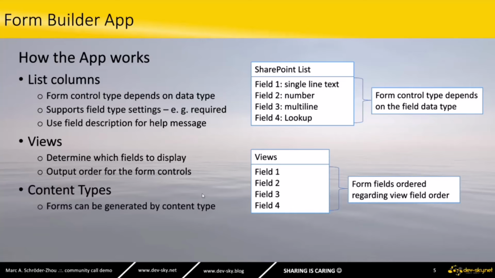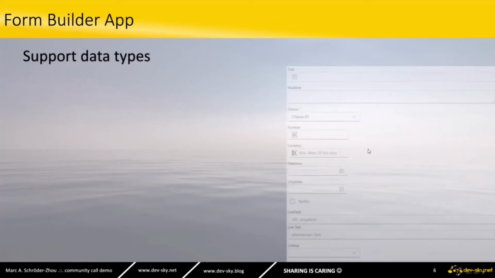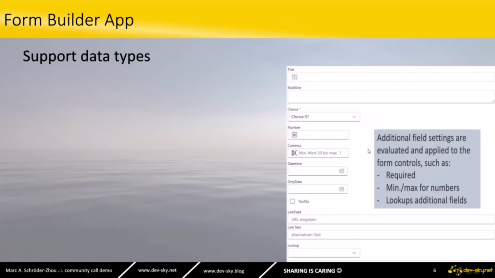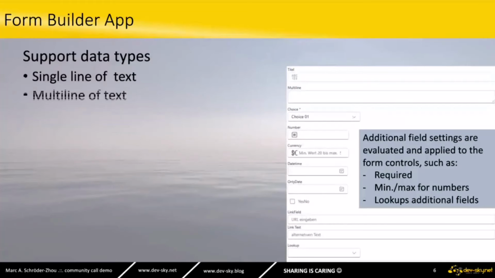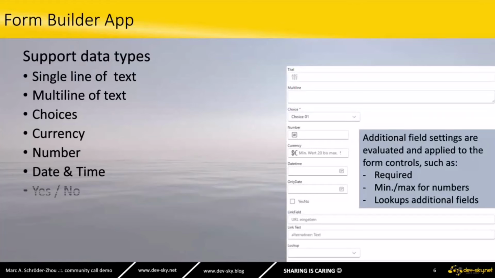And as I already mentioned, the app supports content types in a list. So the user can create a SharePoint list item for a given content type. The app supports almost all data fields. Only some specific column types are not supported. Here on the slide, you see all supported types. On the right, the screenshot shows the form control output for the different field types. And as you can see, the control types follow the field data type. Also, additional field settings are respected and used. For example, if the field is required or the minimum and maximum range for number fields.